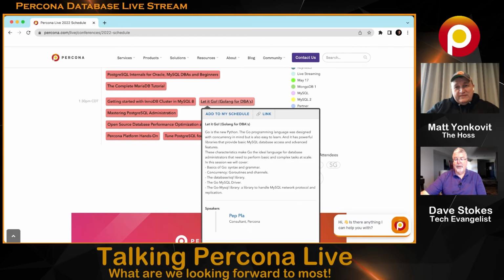And also we have Let It Go, Golang for DBAs. If you haven't played with Go yet, it's a different design. There's some things that if you come from an assembly language or C background, as I did.